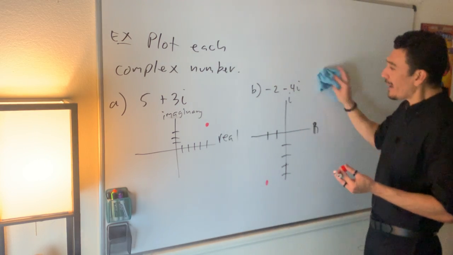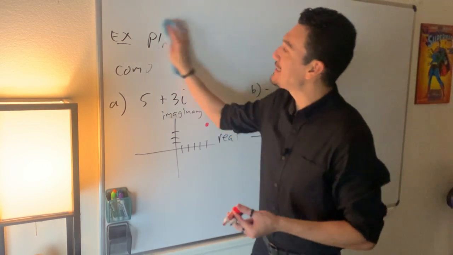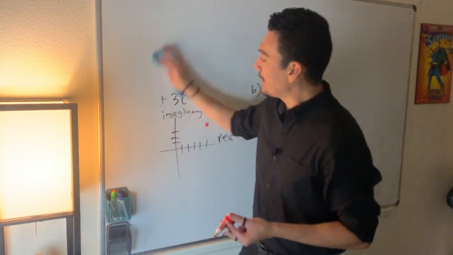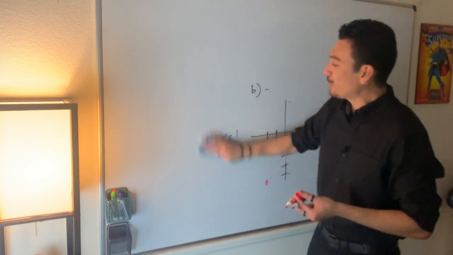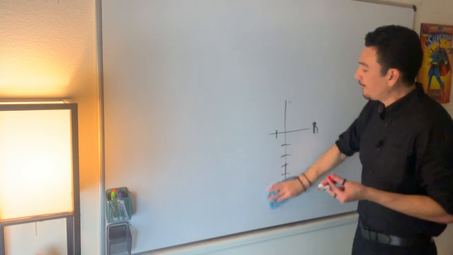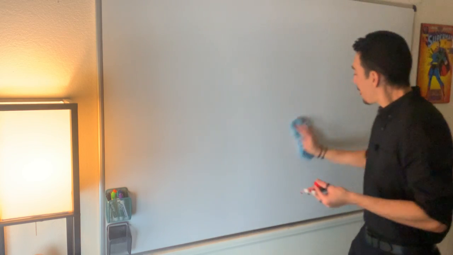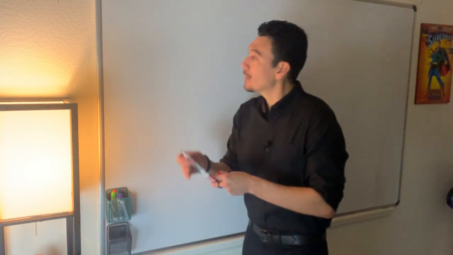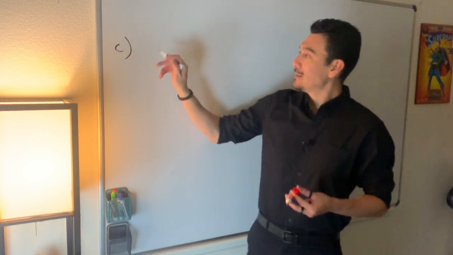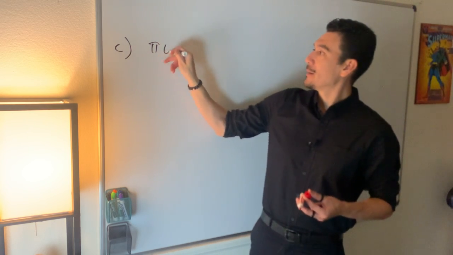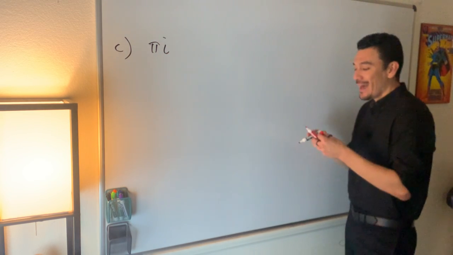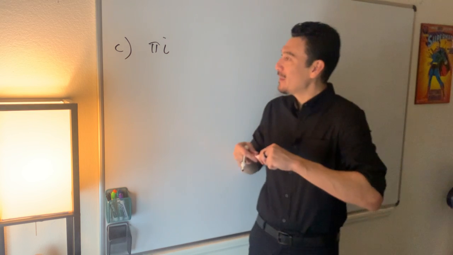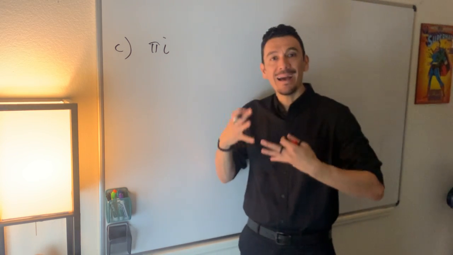And what about example C? They might try to play you. They might try to trick you in the homework, on the final. Like this, watch. What if, for example C, you see something like pi i? How the heck are you going to plot the complex number pi i?